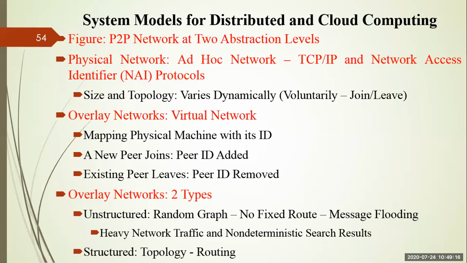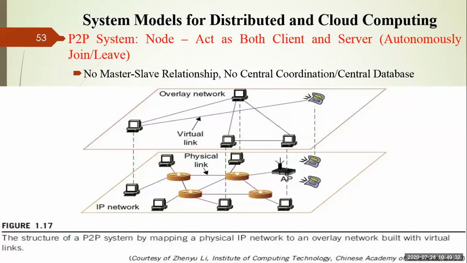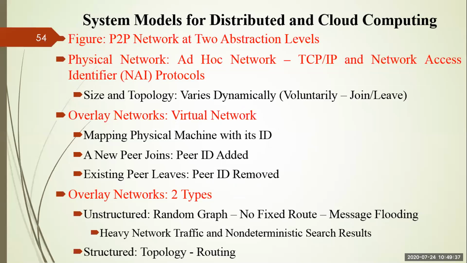If you concentrate on the overlay network, it is again of two types. It may be an unstructured random graph, because at any point of time anybody can join and leave, so it is not a complete graph. It may be a random graph, we can say. Sometimes a few computer systems commit that they will be available for 1 hour. In that case, you can go for a static network, or you can say a structured network.